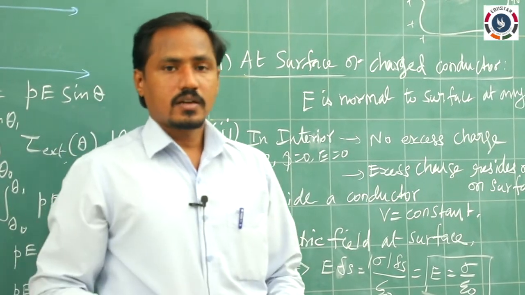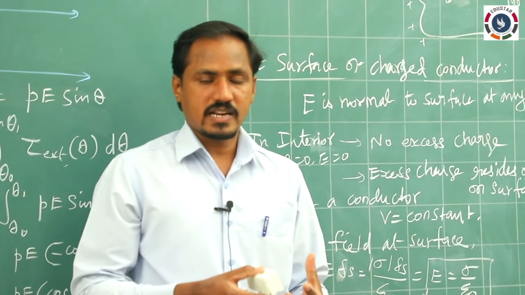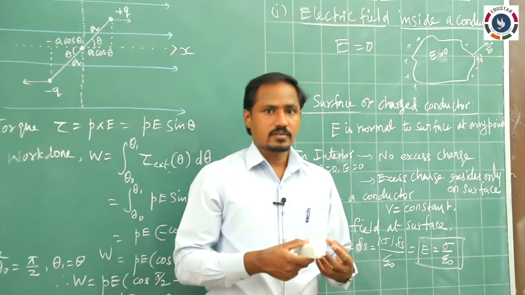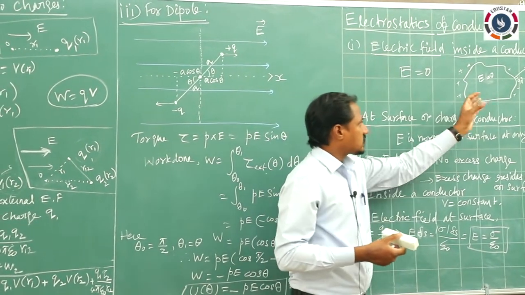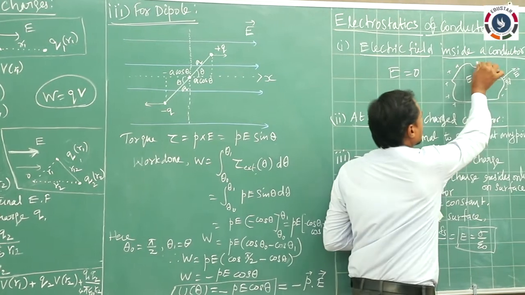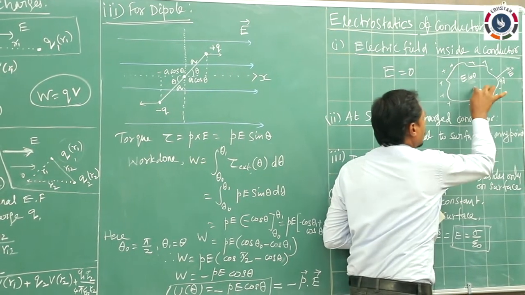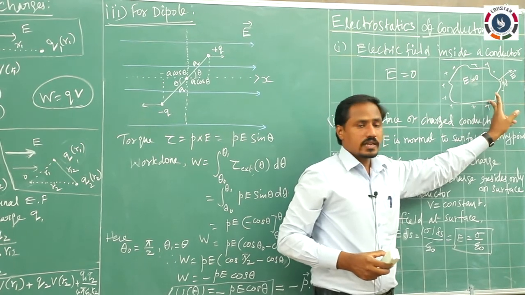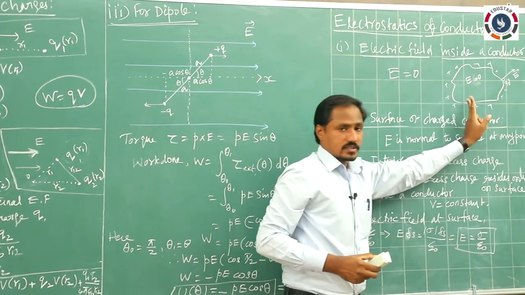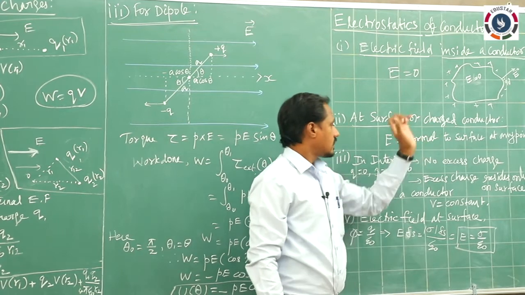If a metallic conductor is charged, which means it has some charges on its surface, then the excess charges always reside on the surface only, not inside. There is no excess charge inside the conductor; it resides only on the surface. So this is the third point.